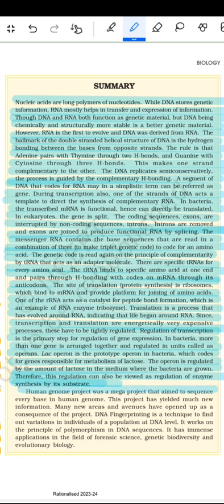The Human Genome Project was a mega project that aimed to sequence every base in the human genome. The project has yielded much new information, and many new areas and avenues have opened up as a consequence of the project. DNA fingerprinting is a technique to find out variations in the individuals of a population at the DNA level. It works on the principle of polymorphism in the DNA sequence. It has immense application in the field of forensic science, genetic biodiversity, and evolutionary biology.